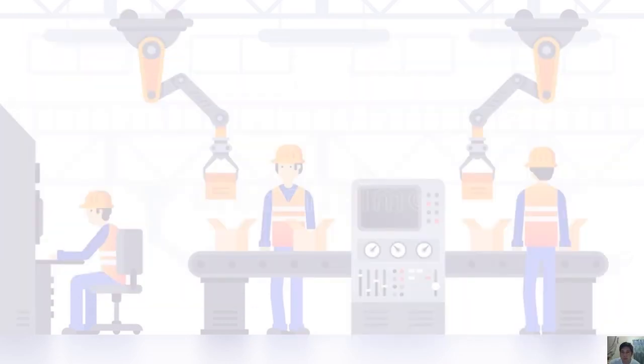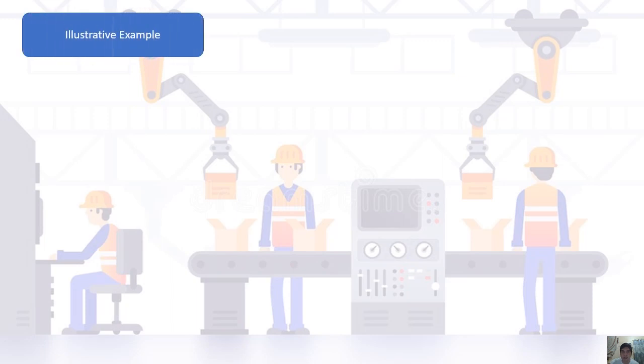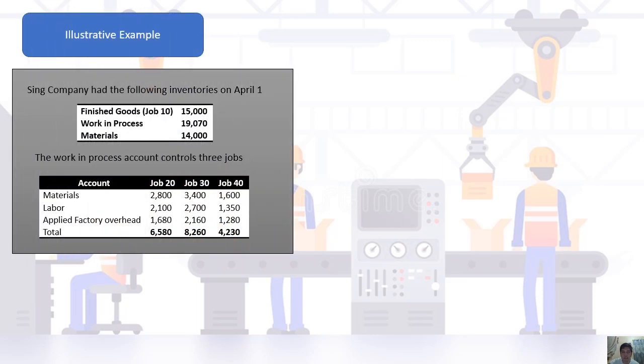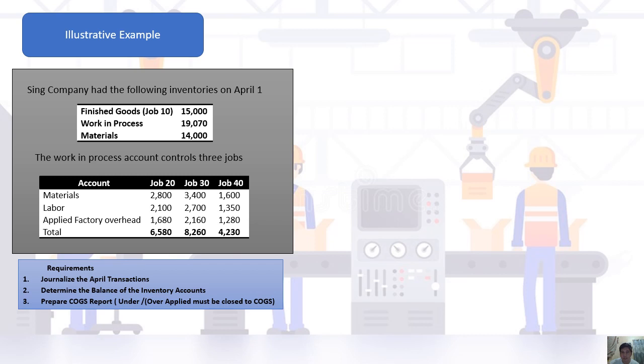Okay, so our first step in solving the illustrative example earlier, mas maganda na mag-prepare na tayo ng mga necessary na schedules, di ba? So yung kahit pro forma lang. So based on our example earlier, ito yung mga nakita nyo doon. So alam naman natin, ang goal natin is to prepare the cost of goods sold report. Then i-journal natin yan muna, tapos yung pag-determine ng inventory account.